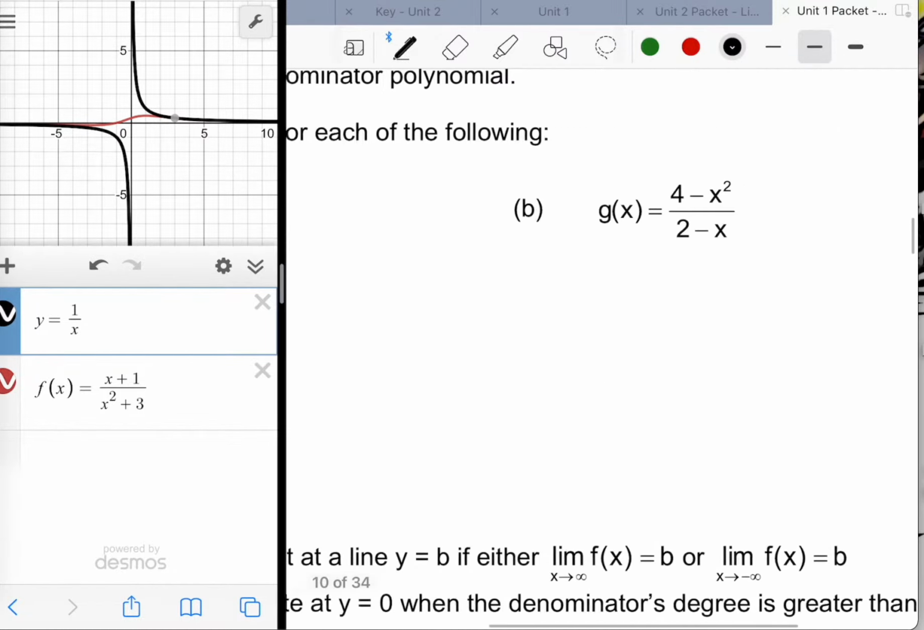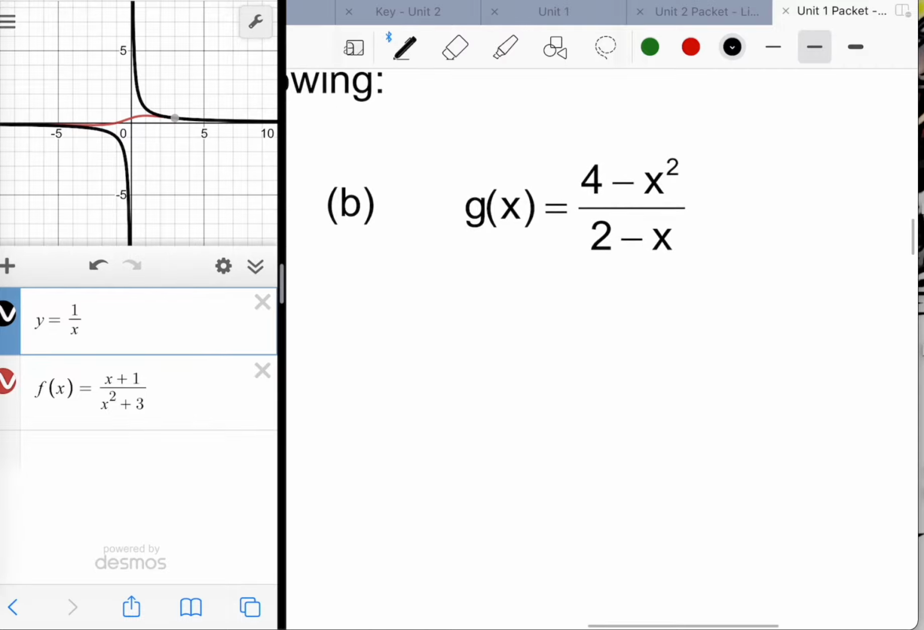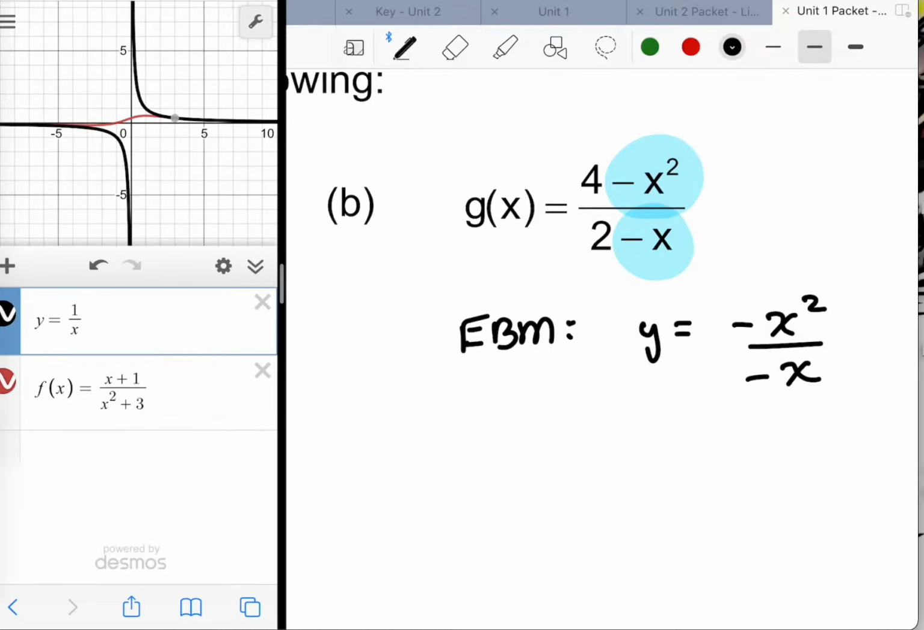So looking at B, the end behavior model, we would get that by turning on our highlighter tool: the term with the highest power, top and bottom, including the sign. Don't forget the sign. So the EBM: y is equal to negative x squared over negative x, which simplifies down to just y equals x.